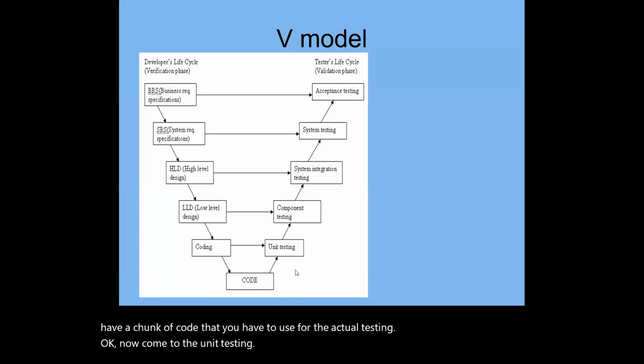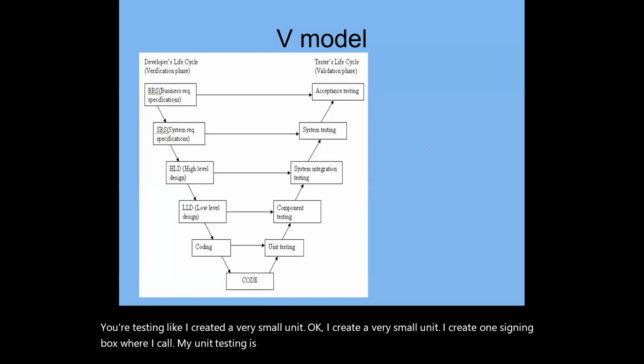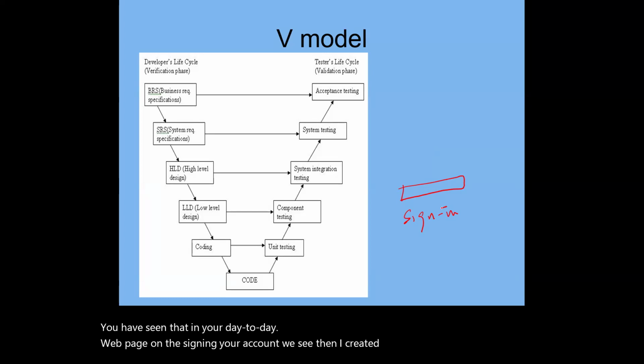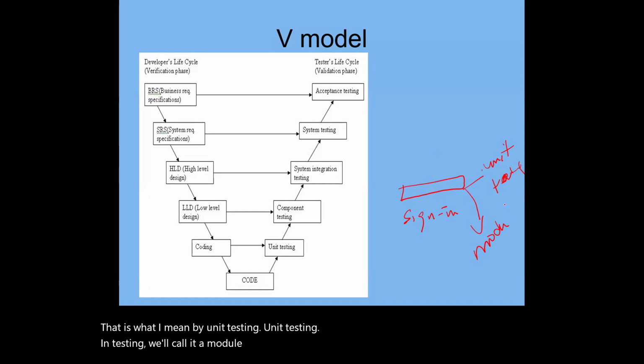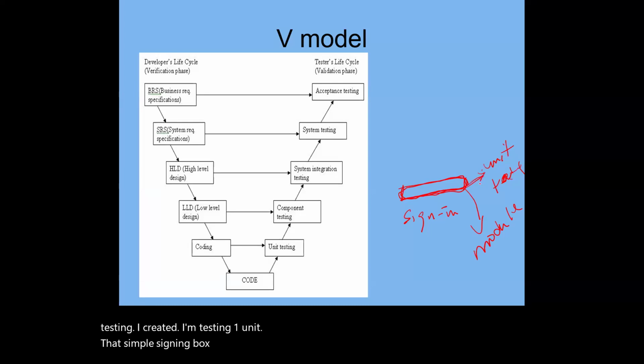Unit testing, like I created a very small unit, okay? I create one signing box. What I call my unit testing is like, I create one signing box. You all see that in your day-to-day web page. You want to sign in your account. You see, then I created one sign-in box. That is what I mean by unit testing. One unit. In testing, we'll call it a module, right? One module. I'm testing one unit. That simple signing box is one unit. That we call unit testing. Follow me sequentially. You're going to understand. All right?